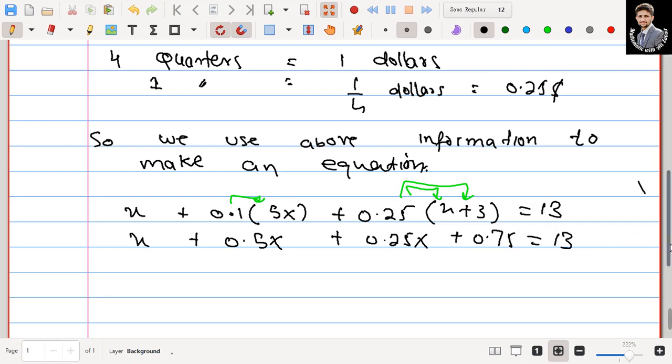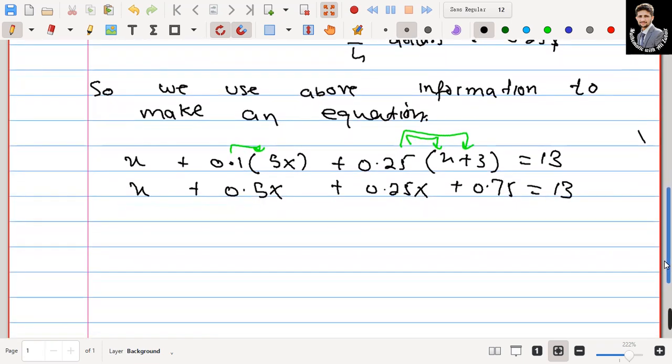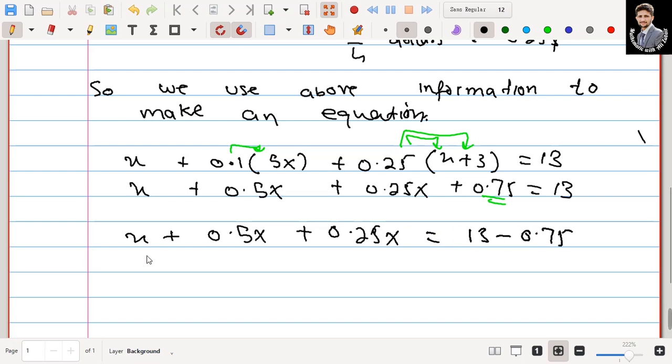So subtract 0.75 from both sides, because 0.75 is the only constant on the left hand side. Subtracting this gives x plus 0.5x plus 0.25x is equal to 13 minus 0.75. Now add all these x terms. Adding these gives 1.75x is equal to 13 minus 0.75, and that is 12.25.